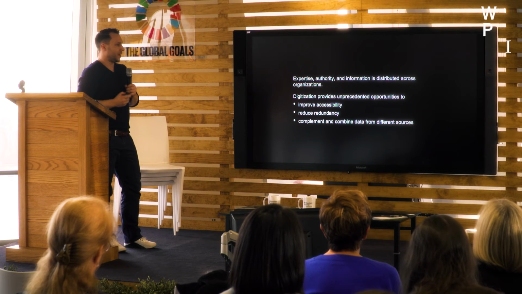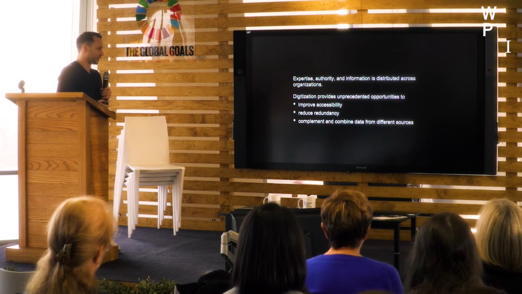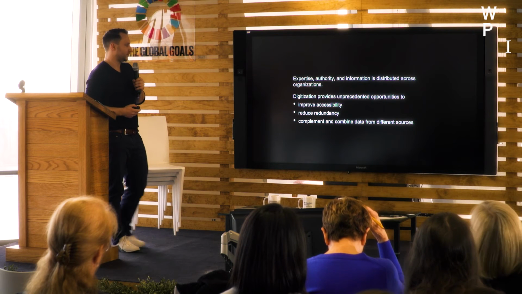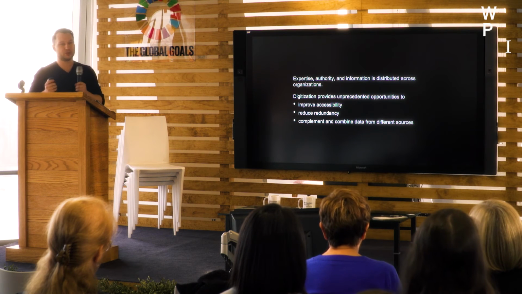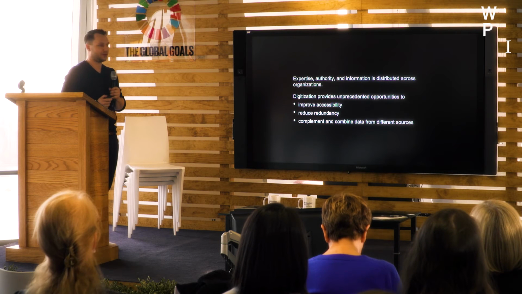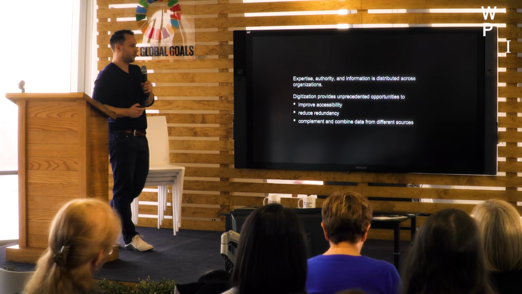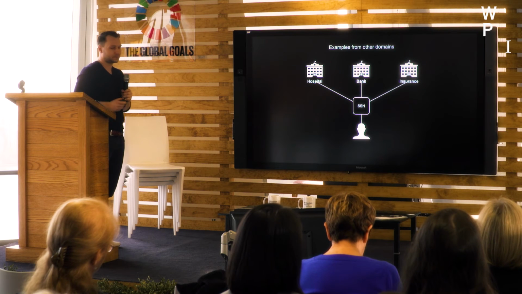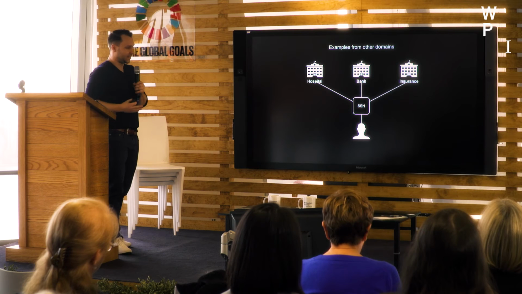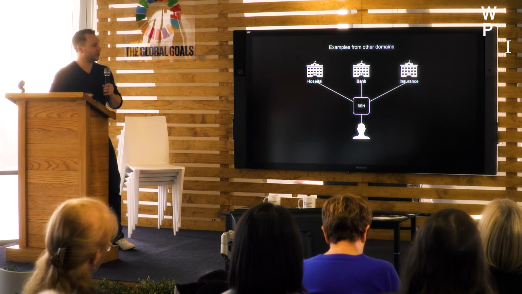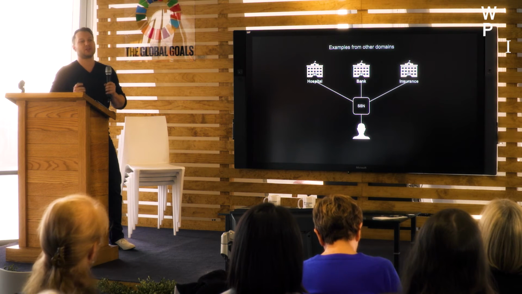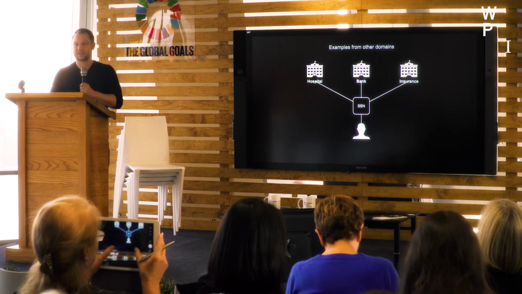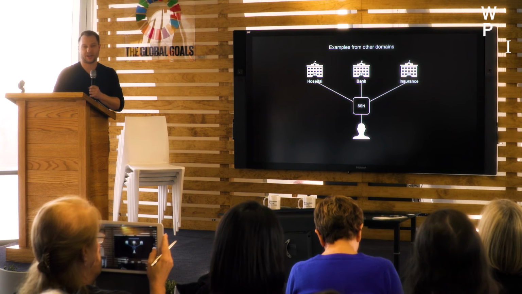By these huge digitization efforts that have come across in recent years, we have unprecedented opportunities to improve accessibility, to reduce redundancy, which I think is a huge issue for a lot of people, and to complement and combine data from different sources. I think that's where collaboration comes from. That's basically one slide where I wasn't sure how obvious that issue actually is, so I tried to find a parallel in a different domain that shows why we can't work like that.